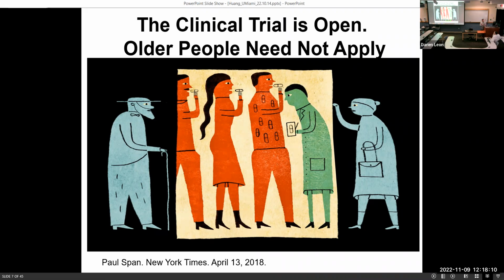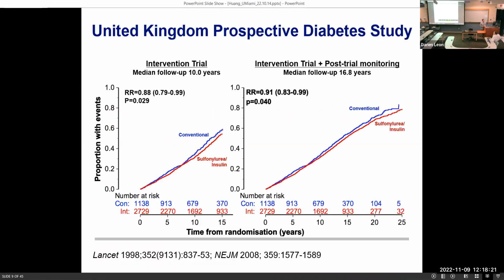And any outcome you see in a randomized controlled trial is going to be complicated by comorbidity, other events, and higher rates of adverse drug events. So here's the brief history of glycemic control trials in the area of type 2 diabetes.